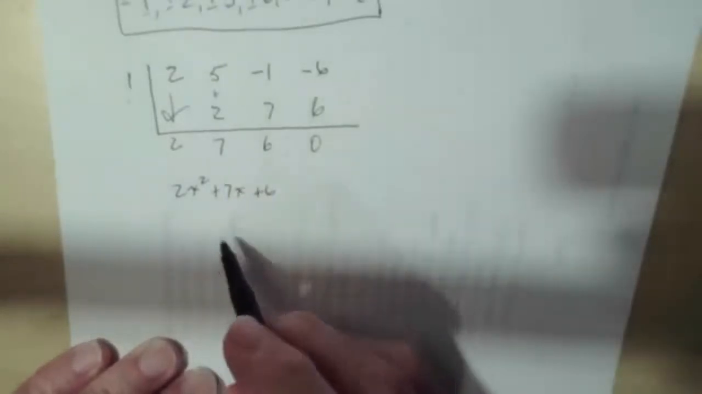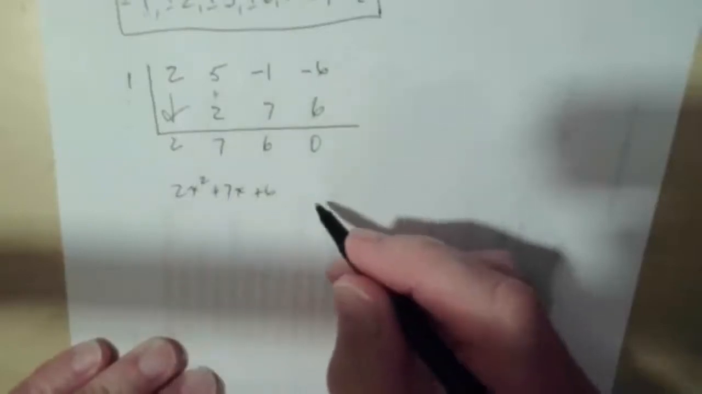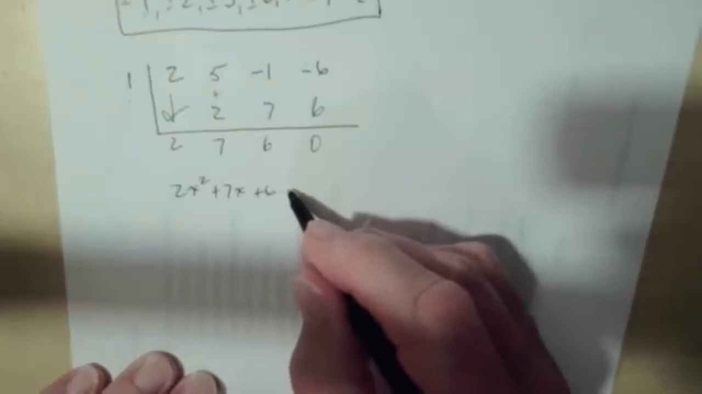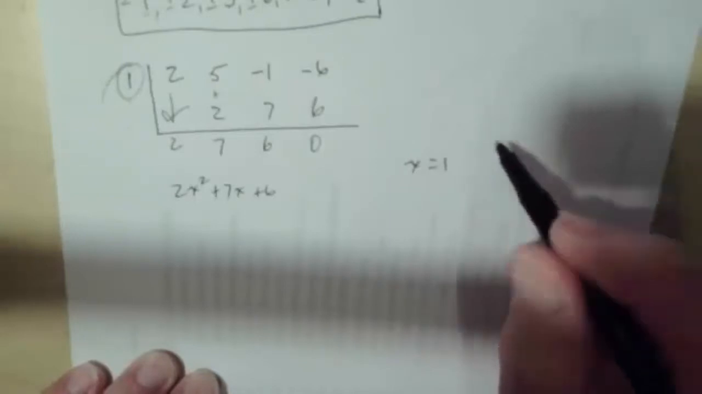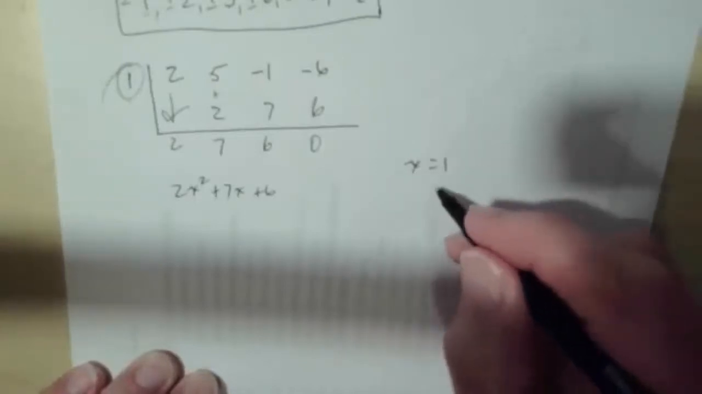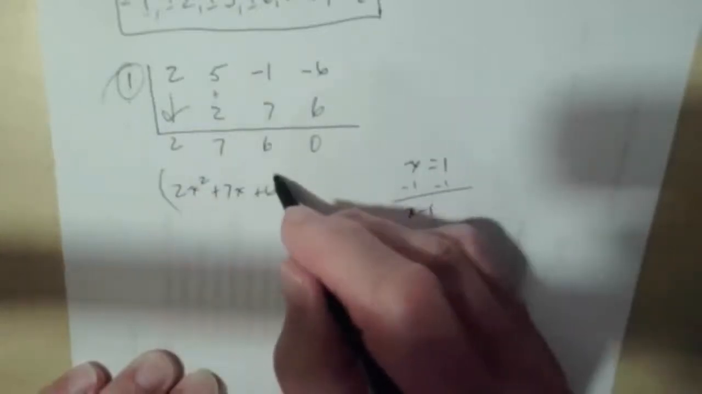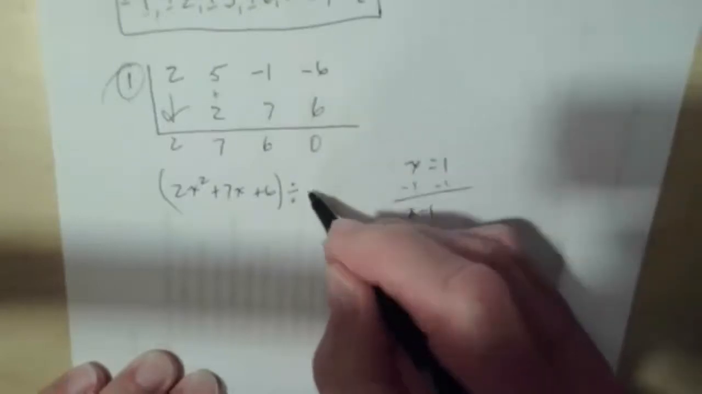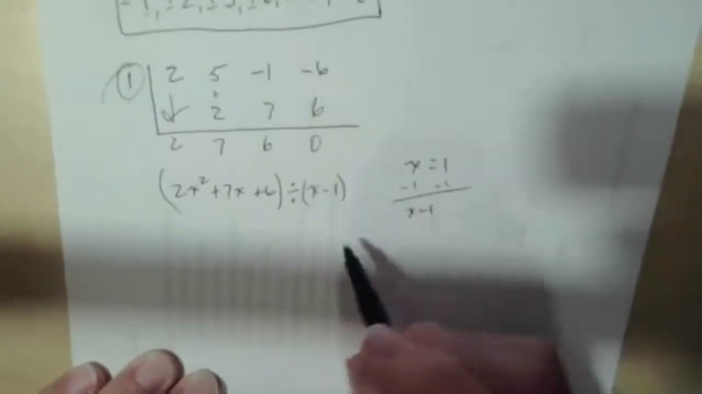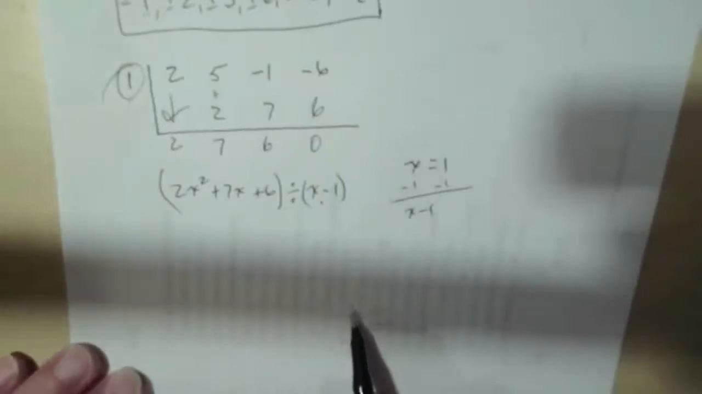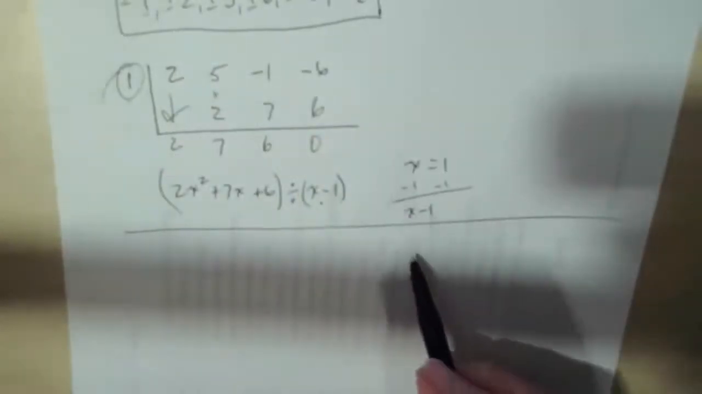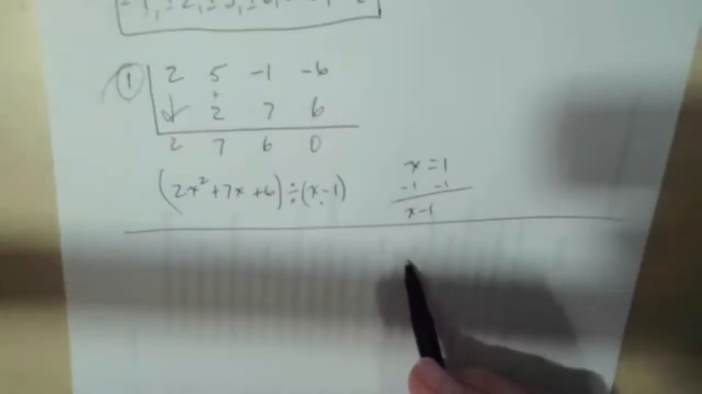So is this a factor? Yes. And now what is our divisor? We have 1 there. So x equals 1. So what is our divisor? Subtract 1 from each side. X minus 1. So we have this divided by x minus 1, and that is a factor of that. Okay? Now, you have to do it to all of them, not just to one. But you can do that by yourself. Go right ahead.